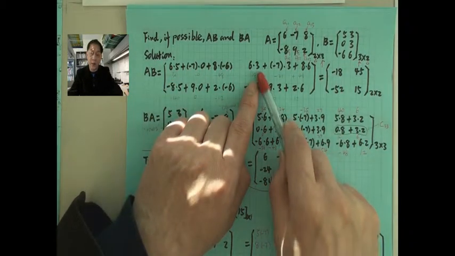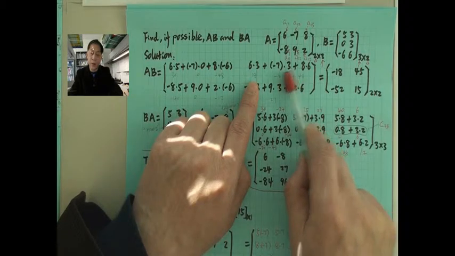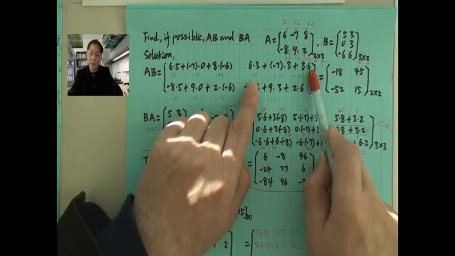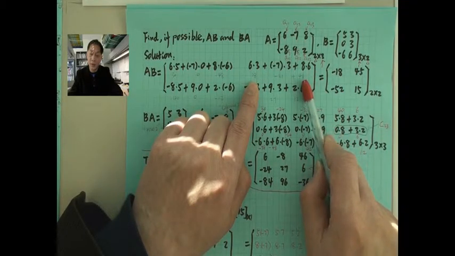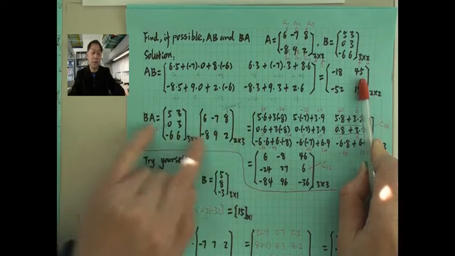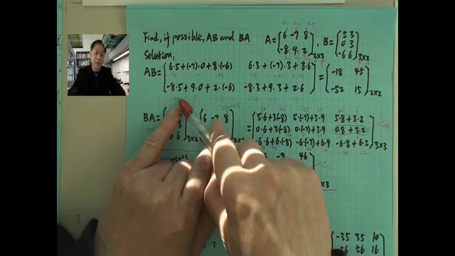18 from here, 3 times 6 is 18. Negative 21 from 3 times negative 7, negative 21. And 8 times 6 is 48. So eventually we have a 45. Okay? 45. Positive.